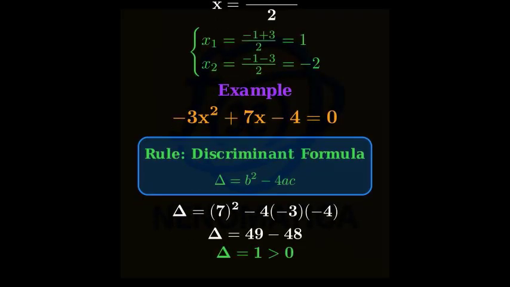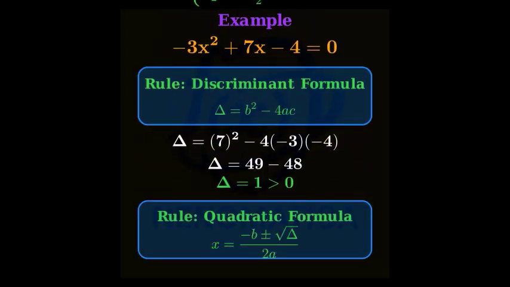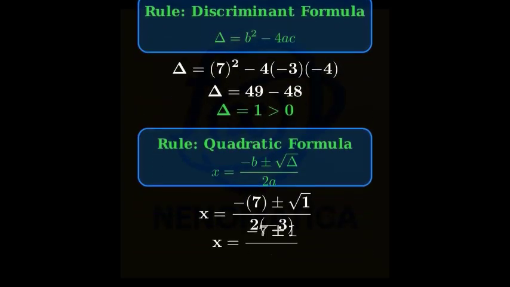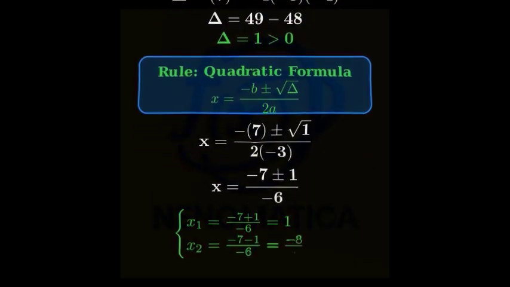Step 2, apply the quadratic formula again. x equals negative b plus or minus the square root of delta over 2a. Now substitute a equals negative 3, b equals 7, and delta equals 1. Simplify to get the two roots.